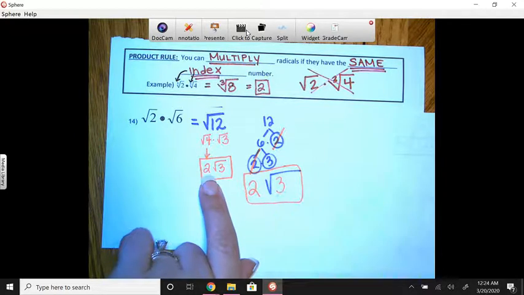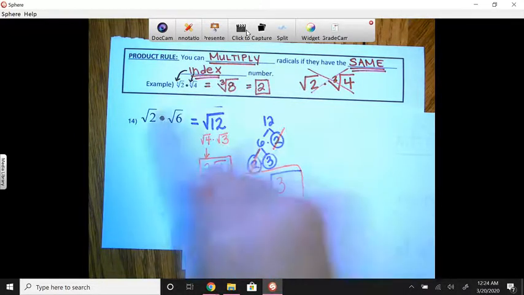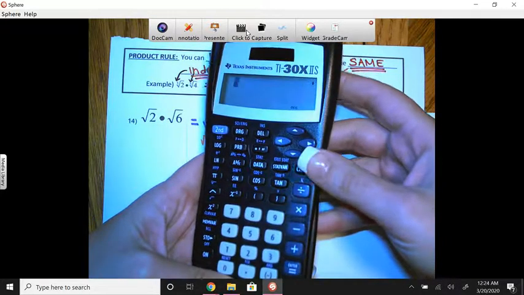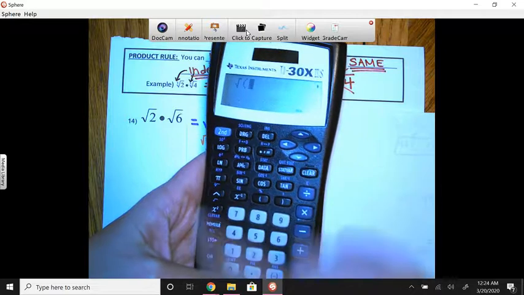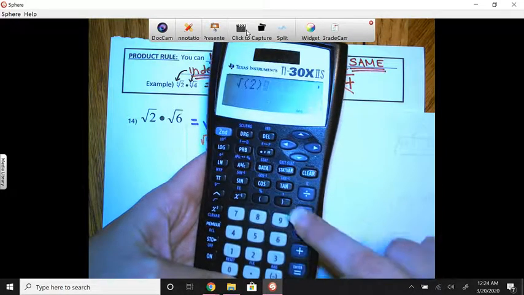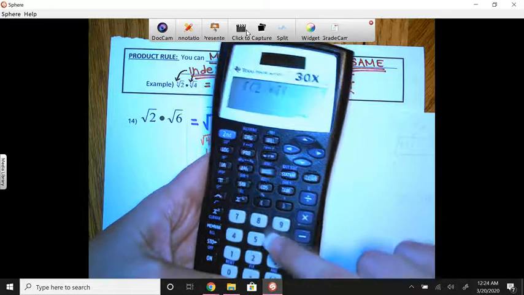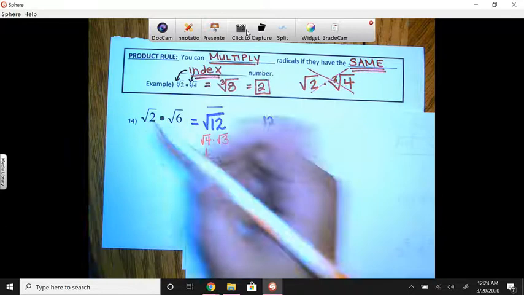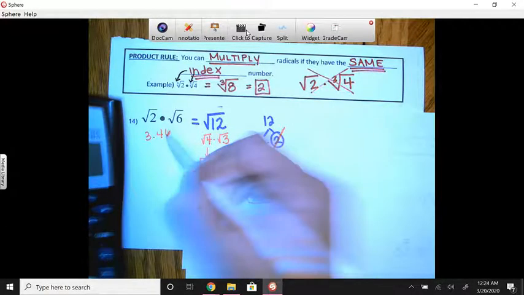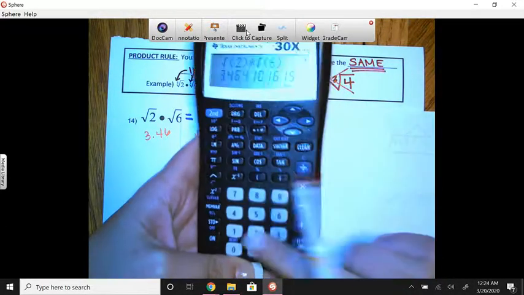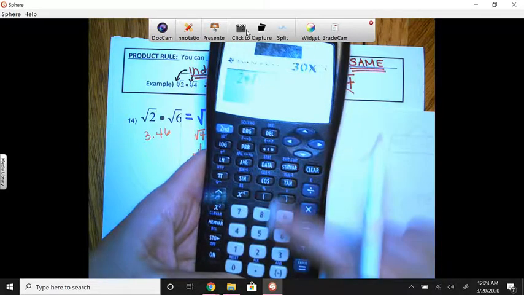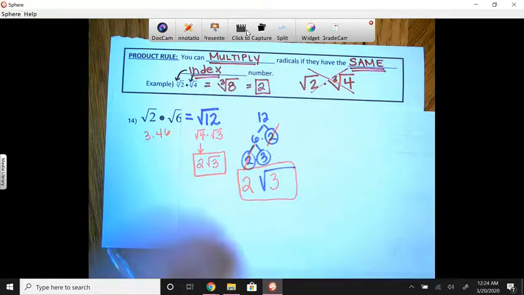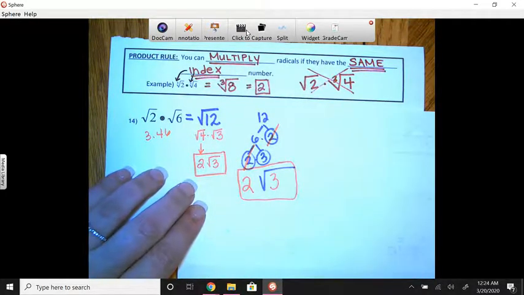Now, if ever you're worried that you're going to forget when you're allowed to multiply or when you leave it the same, you have a calculator that you are allowed to use on exams. If you check it, the square root of 2 times the square root of 6, and then you jot down what that decimal is, it's about 3.46. Then if we type in our answer, 2 times the square root of 3, we can see that we get the same thing. So then we know that our answer is correct.